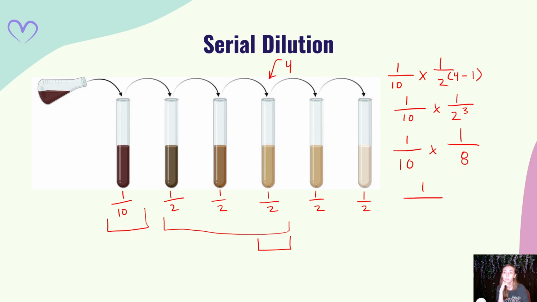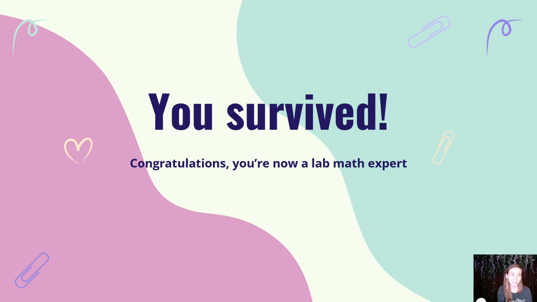So this specimen 4 would have a tube dilution, which is the comparison of the current tube to the previous tube, of 1/2, but a specimen dilution, which is the comparison of the tube's concentration to the concentration of the original sample, of 1/80. Does that make sense? You survived.